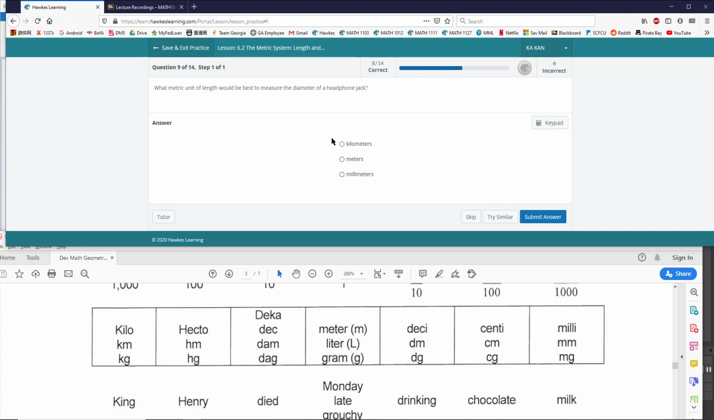What metric unit is the best to measure the diameter of a headphone jack? Well, a headphone jack is pretty small, right? So the diameter is definitely small. So I say millimeters.